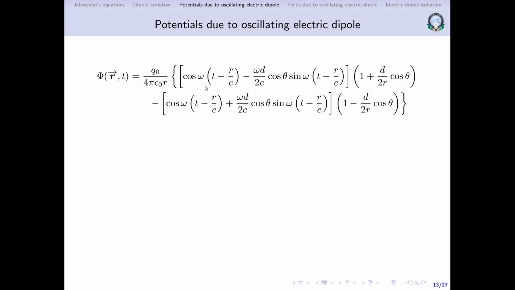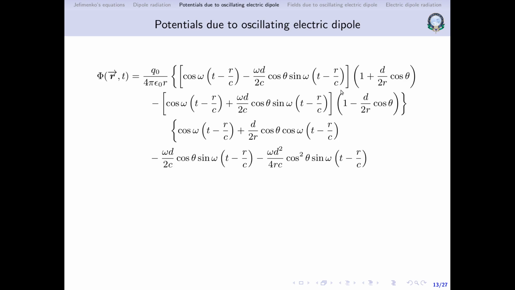First we'll take this cos term and open up this one. Cos term with 1, and cos term with d by twice r into cos theta. Cos multiplied with 1 will give us the same thing, plus d by twice r cos theta into cos of omega t minus r by c. So I have just opened this up here. Next, we take this and again open this up: minus omega d by twice c cos theta sine of omega t minus r by c, into 1, minus this into this. When we do that, first it is multiplied with 1, so we'll get minus omega d by twice c cos theta sine of omega t minus r by c.